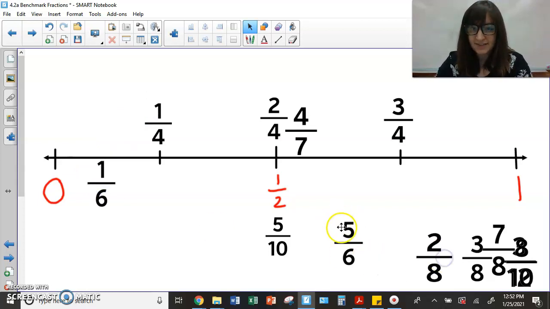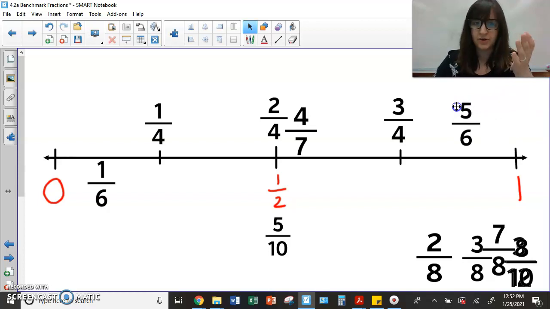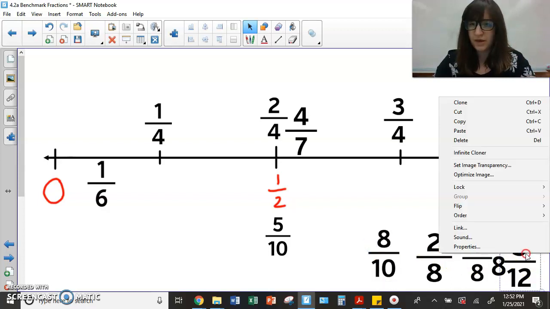My 5/6, just like with my 1/6 in relationship, I know that it is only 1 away from a whole, because 6 out of 6 would be equal to 1 whole. So 5/6 is probably somewhere around here, somewhere close to this. Okay, so I'll go ahead and put this one at the bottom. So we have a few more.